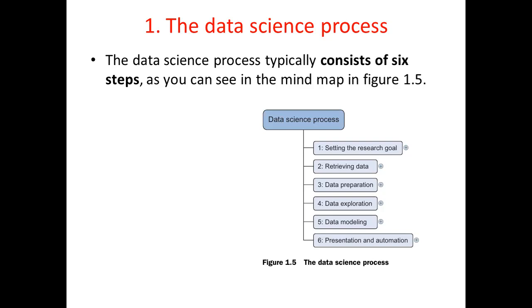Then the next one is the life cycle of the data science process. Typically, the data science process consists of 6 steps. In the given mind map, the first one is data science. The steps are setting the research goal, retrieving data and data preparation, data exploration, data modeling, and finally presentation and automation. These are the 6 steps of the data science process.